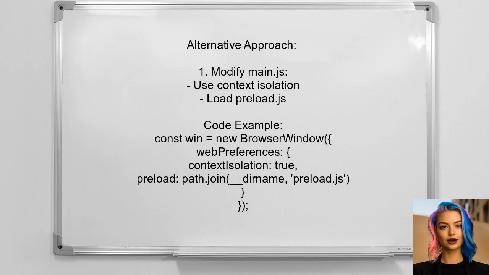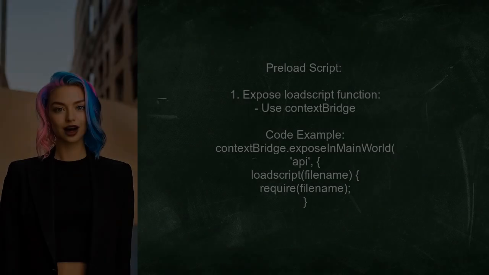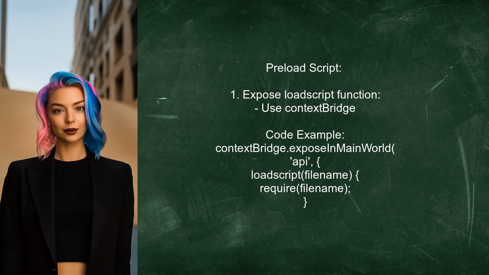One user shares an alternative approach to using Node functionalities in Electron. They suggest modifying the main.js file to create a browser window with context isolation and a preload script. This method enhances security while allowing access to Node modules. In the preload.js file, they expose a function to load scripts securely. This allows the HTML page to call the load script function to require additional JavaScript files without compromising security.